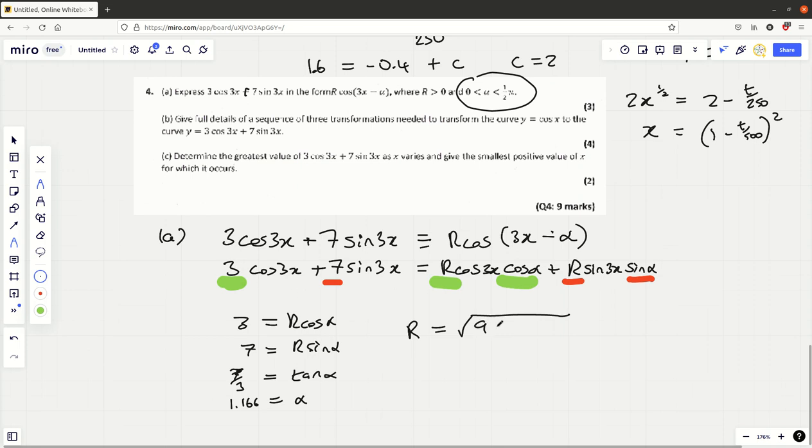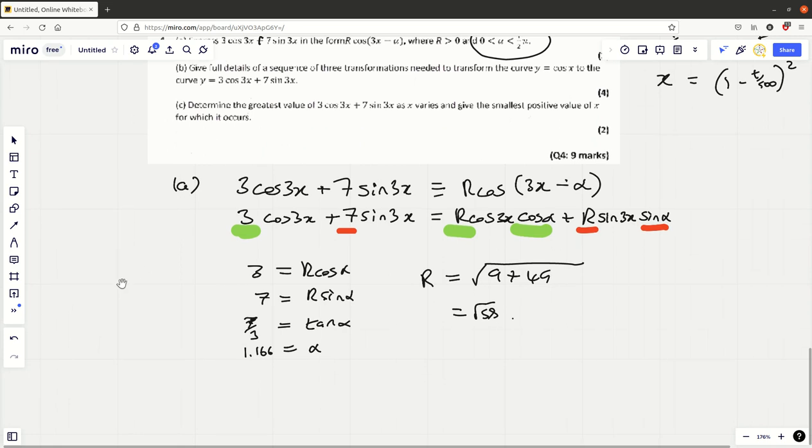You can work this out in other ways though. So 9 plus 49, so that's root 58. Good. Right. What have we discovered here? Well, we've discovered that this is actually exactly the same curve as y equals root 58 cos of 3x minus 1.166. Yeah, cool. They've actually rounded that to 1.17 in the March scheme.